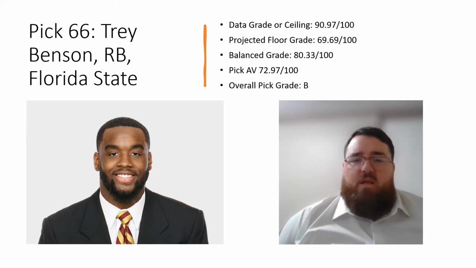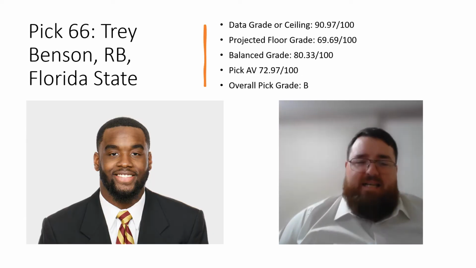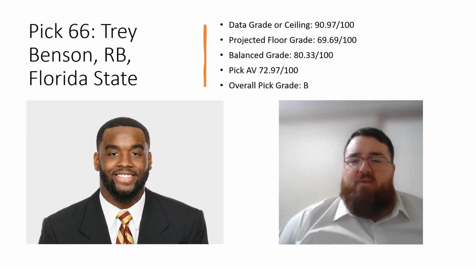Then, of course, we get to pick 66, which is Trey Benson, running back from Florida State. His data grade or ceiling is 90.97 out of 100. His projected floor grade is 69.69 out of 100. His balanced grade is 80.33 out of 100. And the average AV of where he was selected is 72.97 out of 100. So the overall pick grade would be a B.